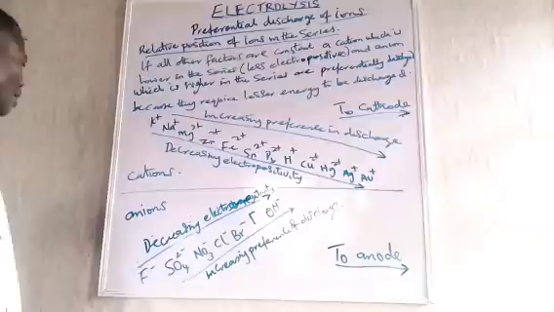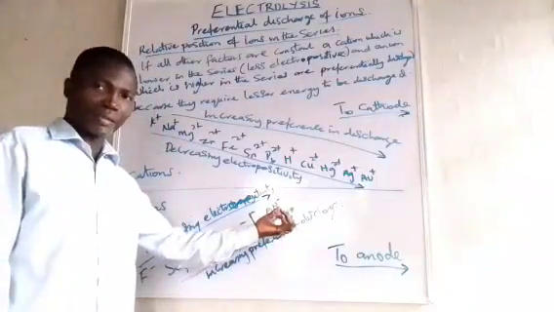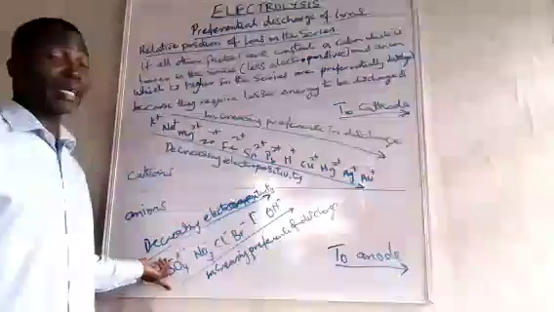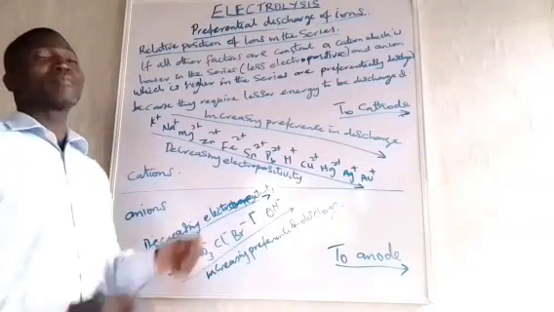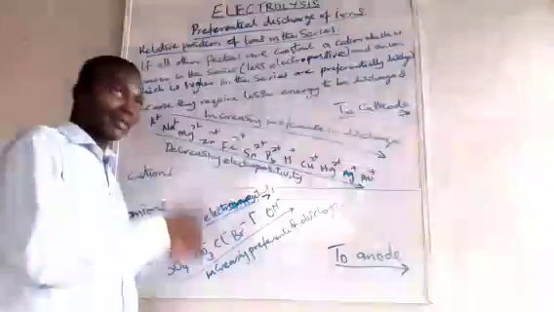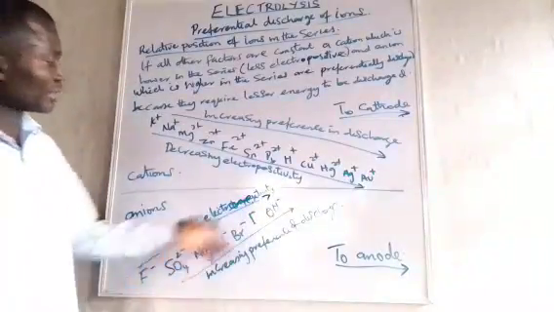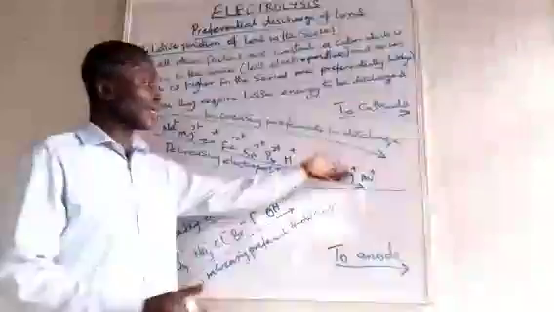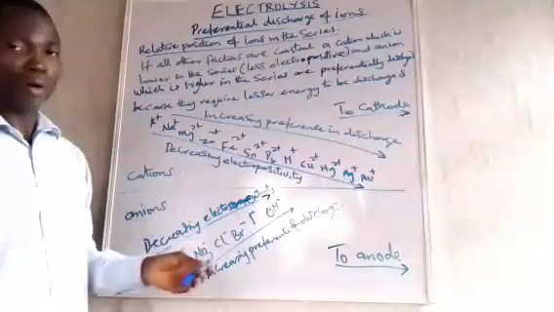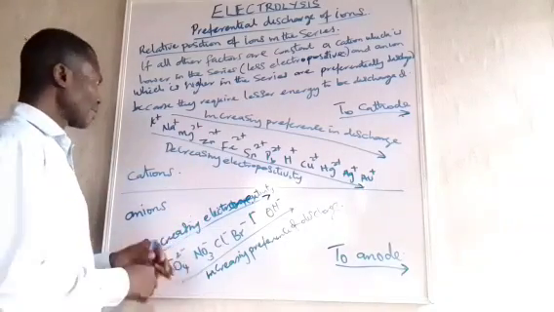So here, we have decreasing electronegativity. Therefore, these ones here will be preferred, because the ones that are higher will remain strong in the solution than the ones that are less electronegative. So the lesser the electronegativity, or the lesser the electropositivity, the more the preference for the ions to be discharged. Think about it.